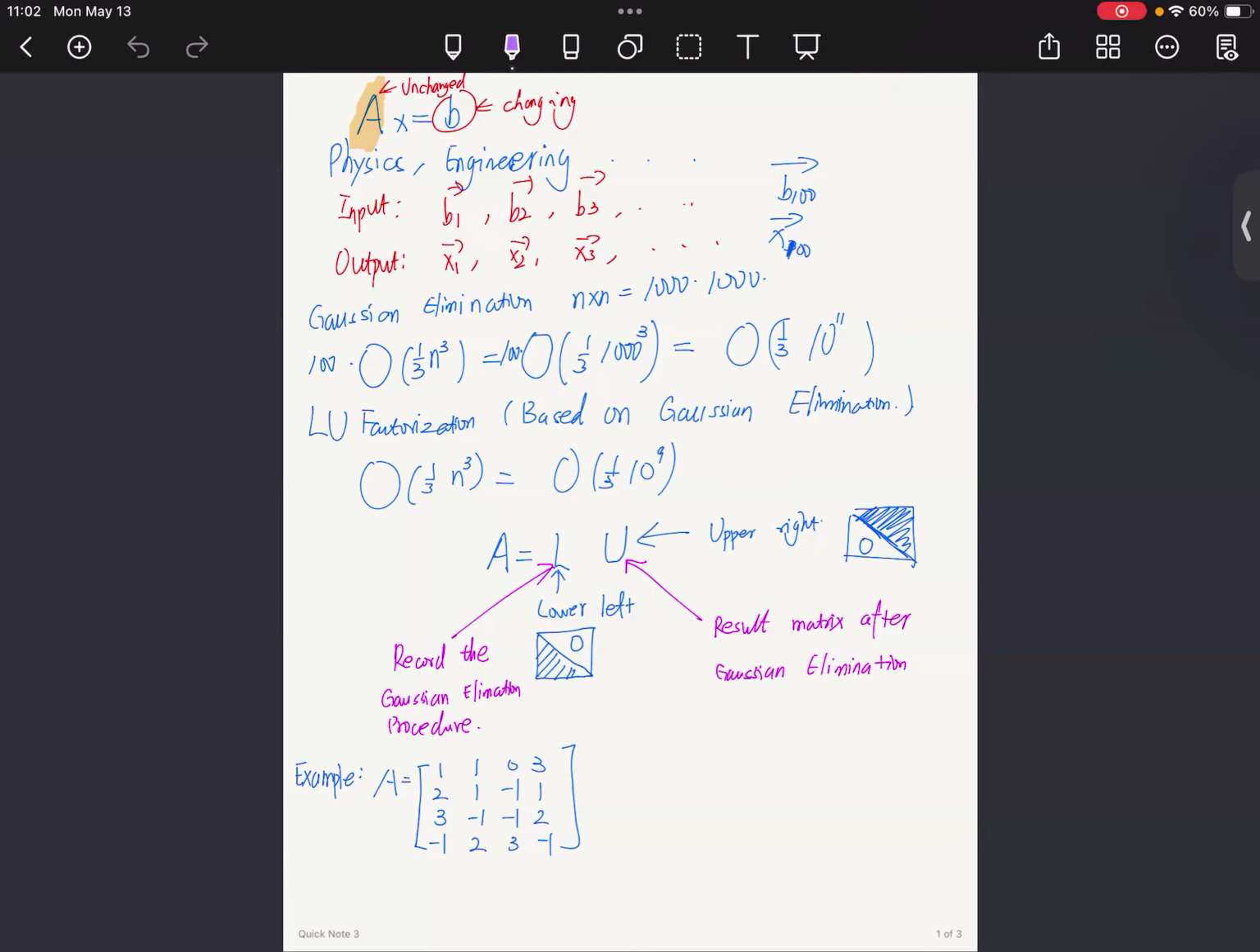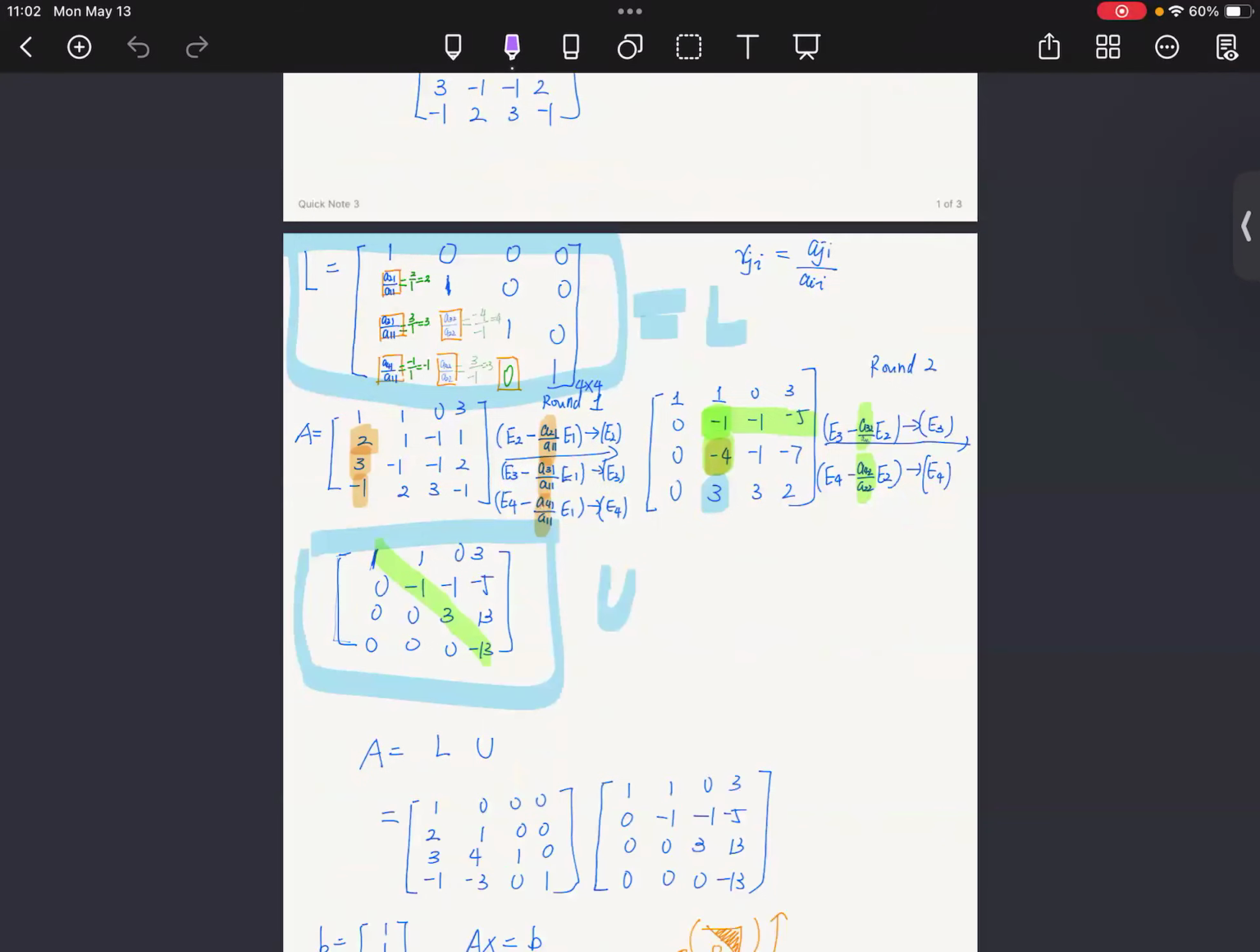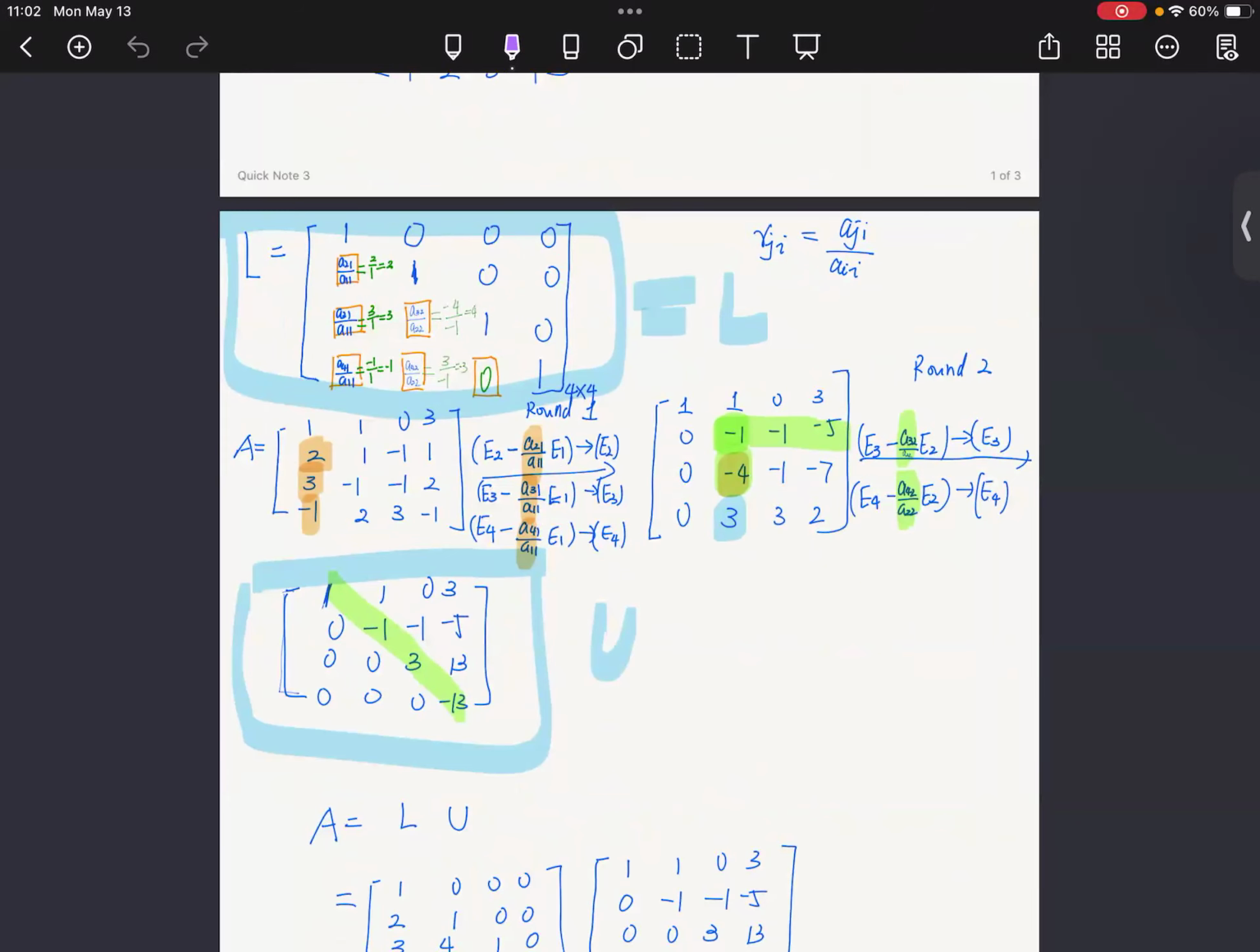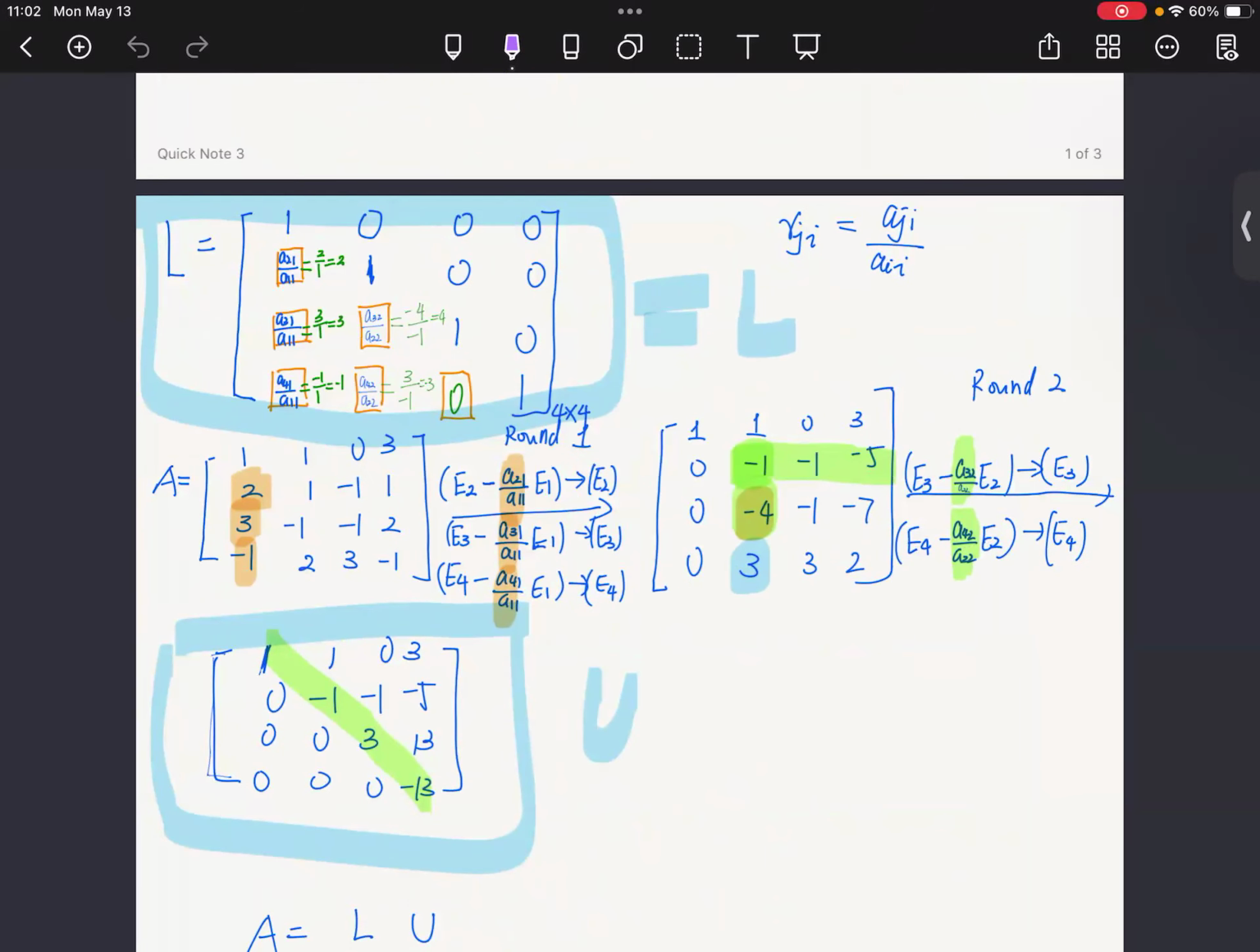And we show one example here of how to do the concrete, detailed computation. First of all, you need to create an L matrix, with all ones on the diagonal and all zeros above the diagonal. And for the other elements, it's just recording the ratios we have from the Gaussian elimination process.